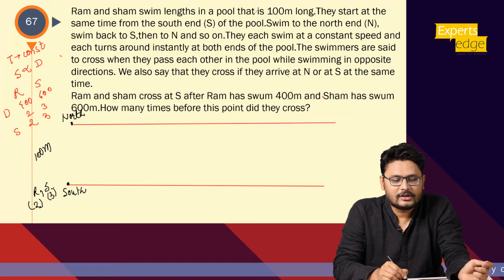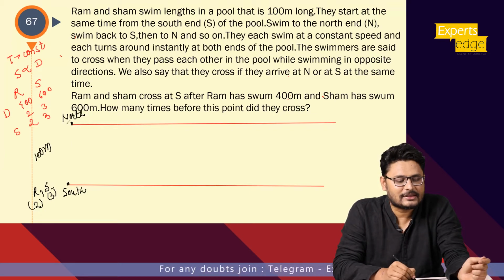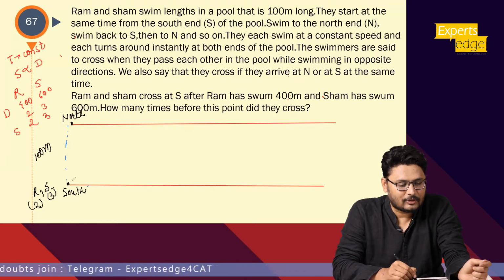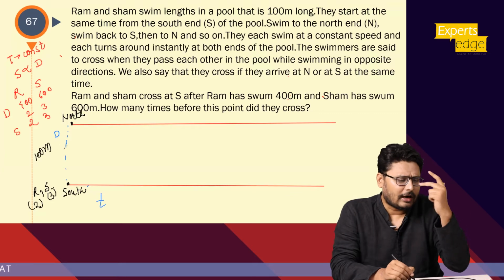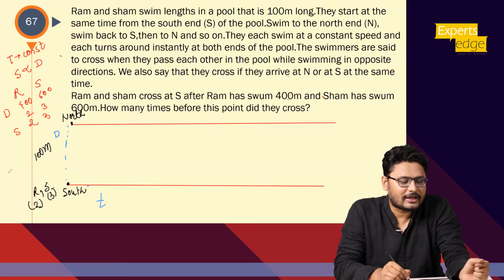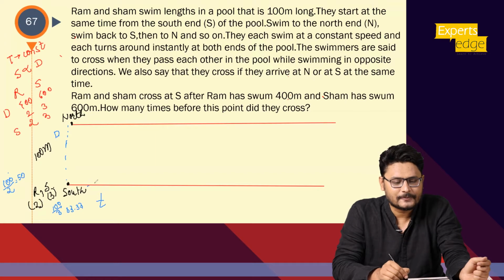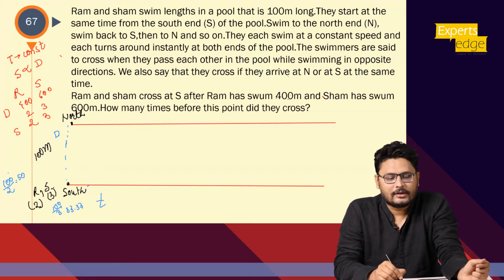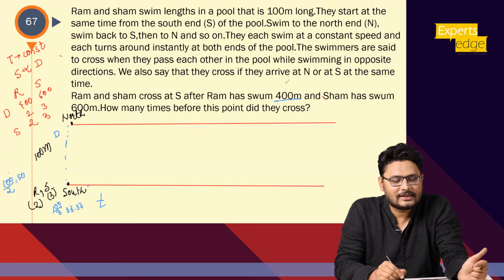Now what we can do here is, basically this is the distance and time graph. If I plot on the x-axis the time, and on the y-axis the distance, right? So how much time does Ram take to cover this 100 meters? Ram's time will be 100 at the speed of 2, so Ram will take 50 seconds. And similarly Shyam will take 100 by 3, that is 33.33 seconds.